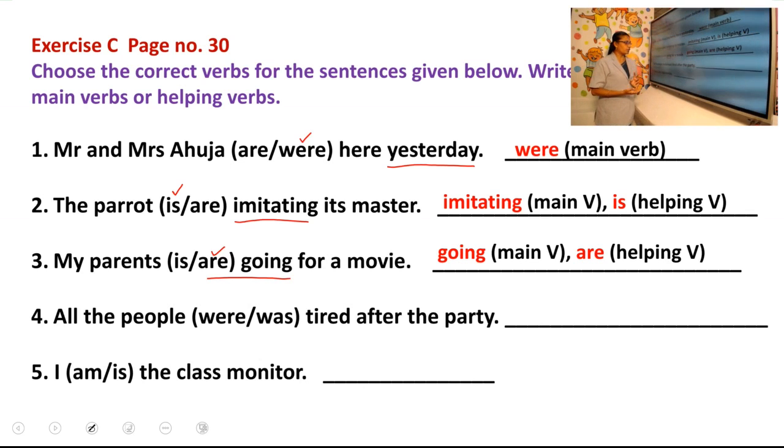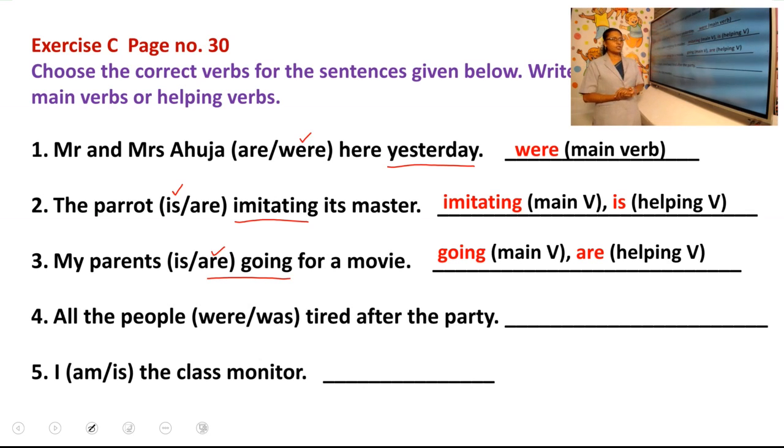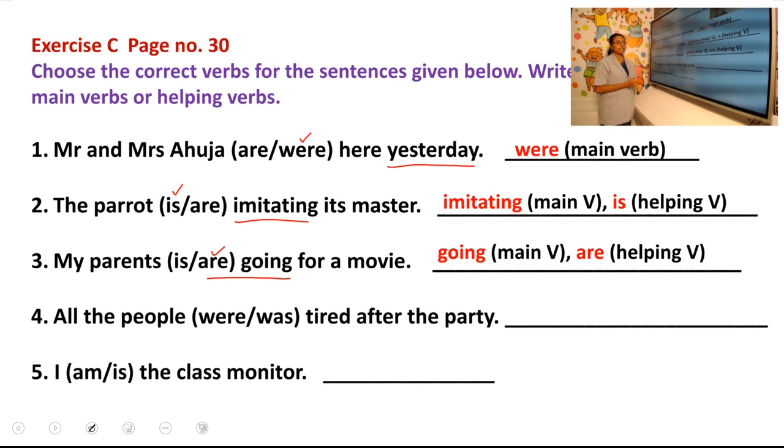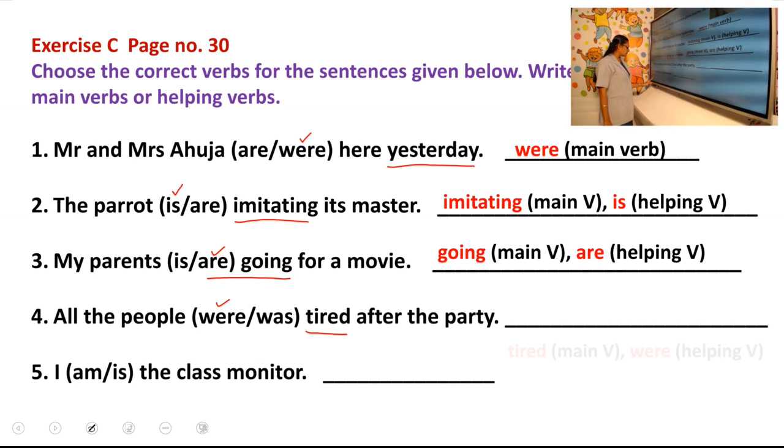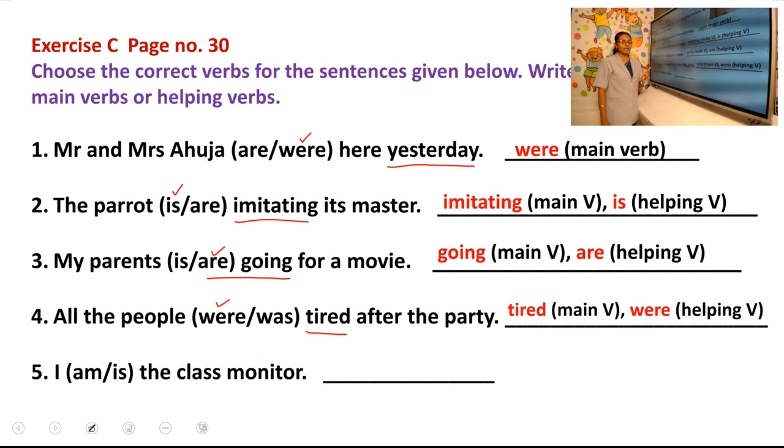All the people were or was tired after the party. All the people, the subject, all the people, that is plural. So we have to use the plural verb. Which is the plural verb here, were or was? Yes, very good. Were. All the people were tired. That is also a verb doing what? After the party. So here the verb is were tired. And which is the main verb here? Tired is the main verb. And were is the helping verb. It acts as a helping verb. Clear? Tired, that is the main verb, and were is the helping verb.